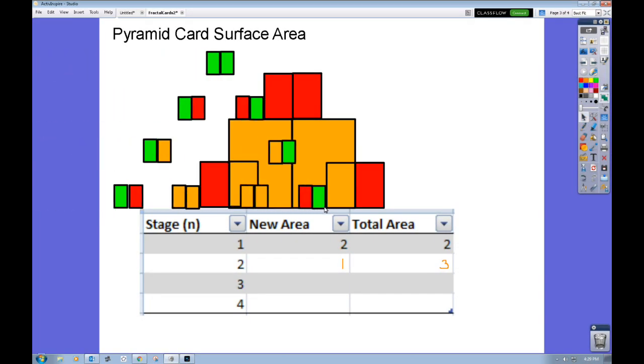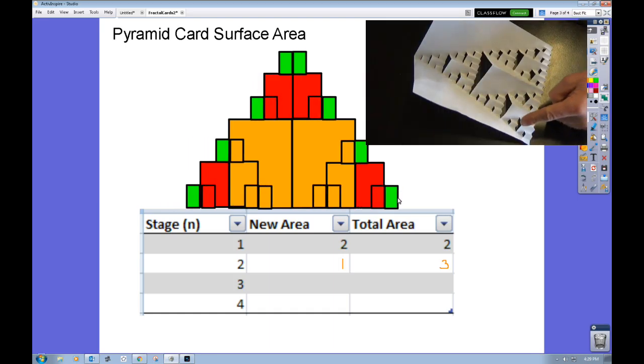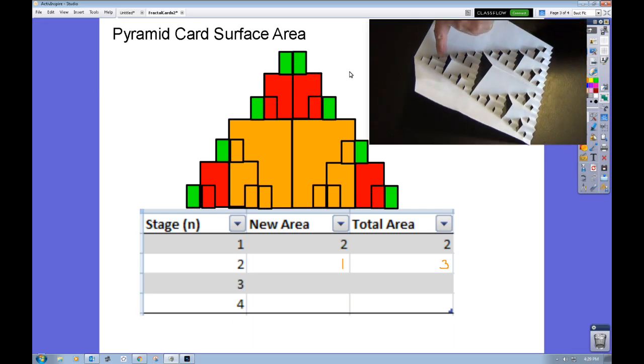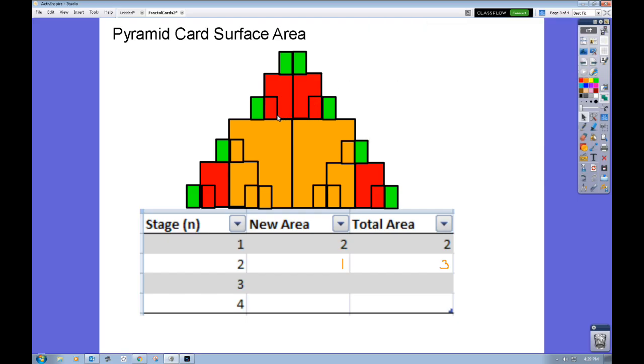Stage 3. At stage 3, we have 1, 2, 3, 4, 5, 6, 7, 8, 9 new cells popping out of the page. But some of the area that we need to generate these cells has already been counted at stage 1 or stage 2. So the only new area that we have in this situation is represented by the green rectangles here.